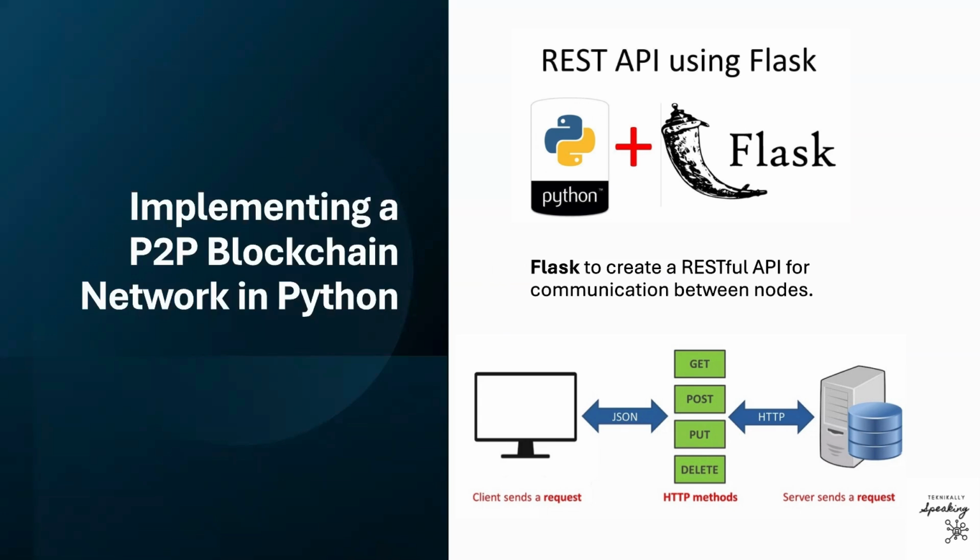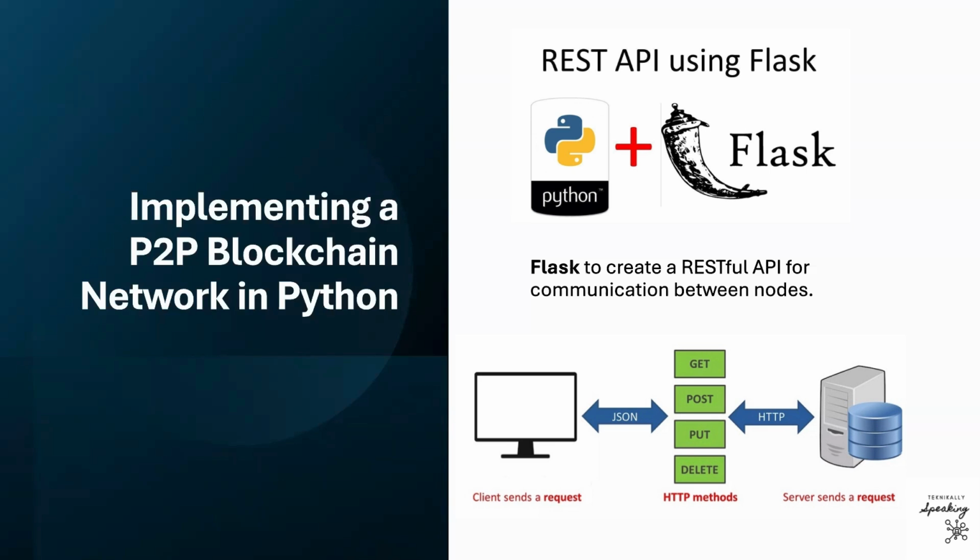We'll use Flask to create a RESTful API for communication between nodes. Now, Flask is a lightweight Python web framework ideal for building APIs quickly. And a RESTful API, which is a representational state transfer API, allows systems to communicate over HTTP using a standardized set of operations such as GET, POST, PUT, and DELETE.